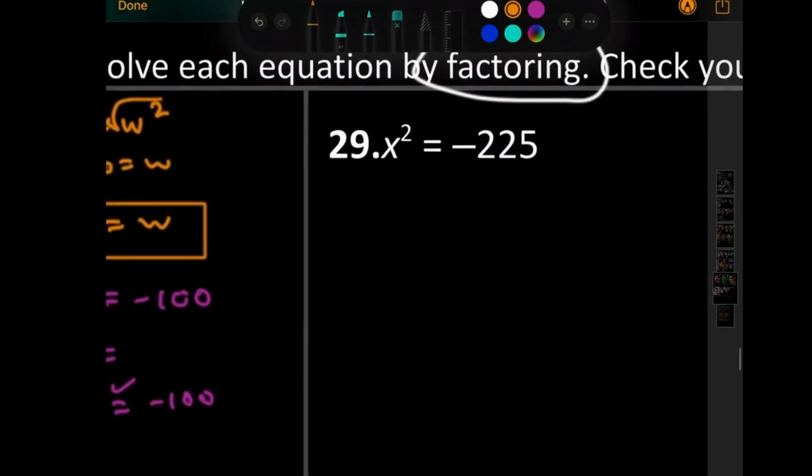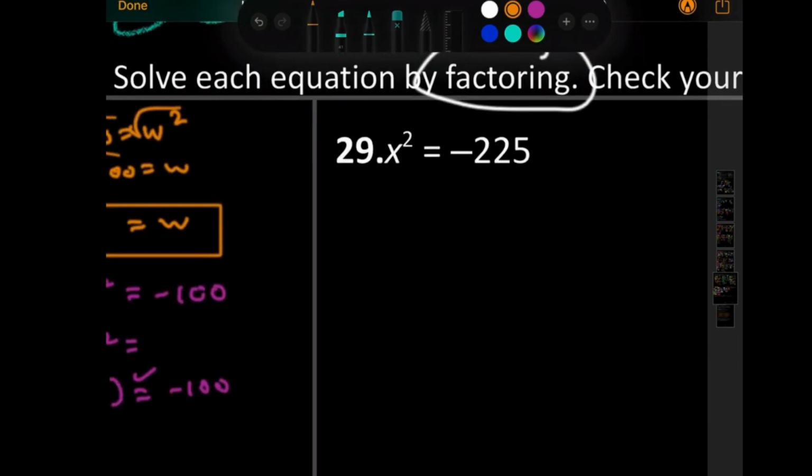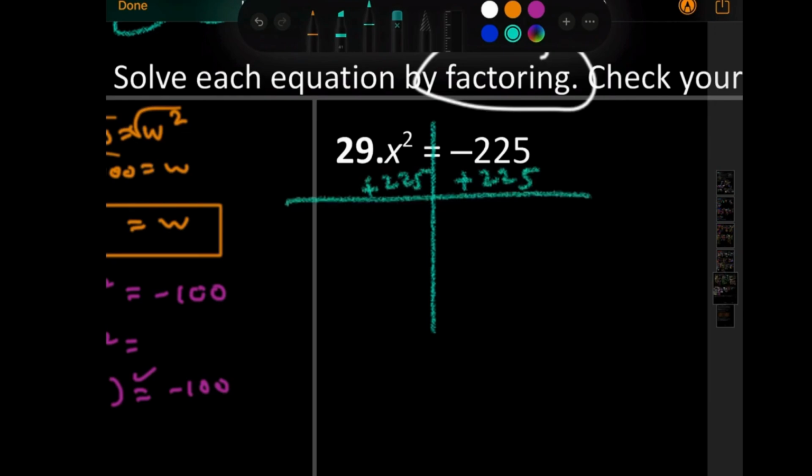Alright, number 29. We're going to solve this one by using the textbook method of difference of squares. I'm going to add 225 to both sides. Remember, you cannot get 225x squared because they're not like terms. It's like saying Pepsi plus Coke equals Pepsi. Like 2 Pepsis. It's not right. You can say 2 sodas, but you can't say 2 Pepsis. I'm wearing a Coke shirt. I like Coca-Cola. So x squared plus 225 equals 0.